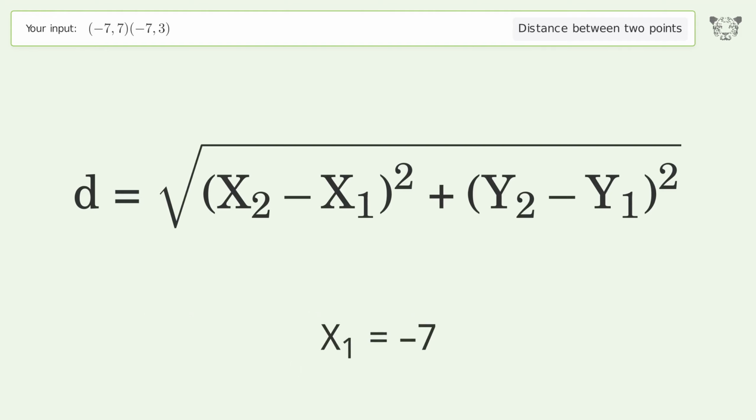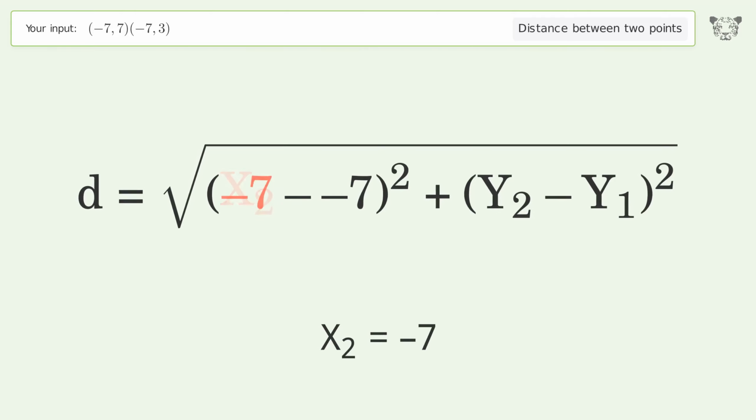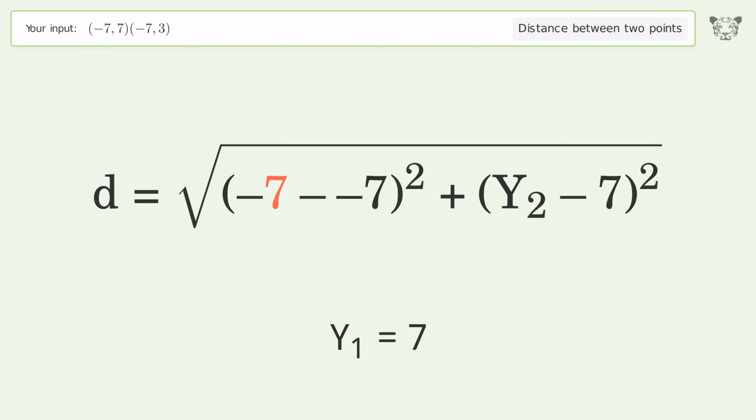x1 equals -7. x2 equals -7. y1 equals 7. y2 equals 3.